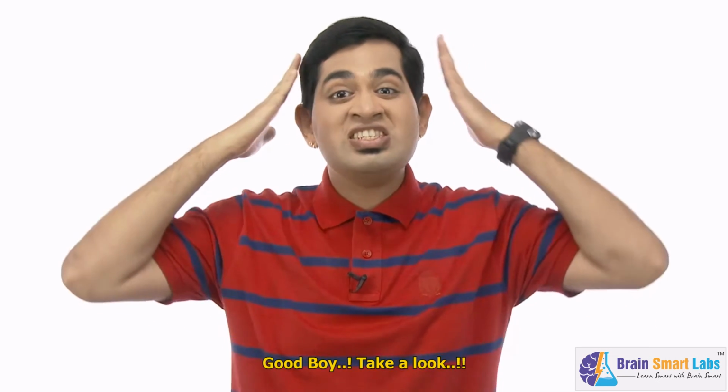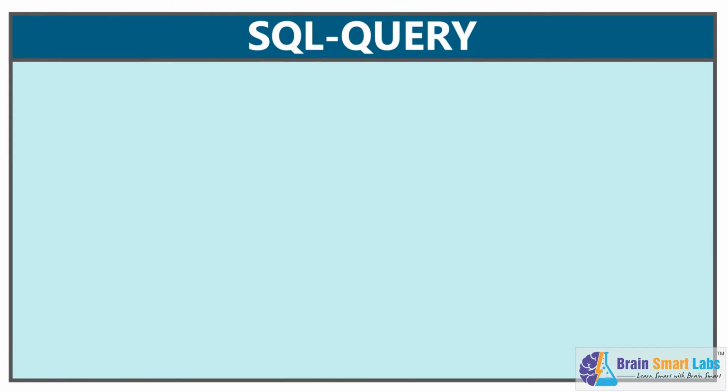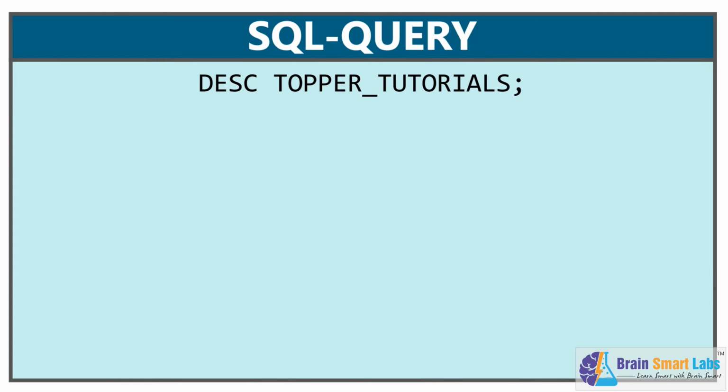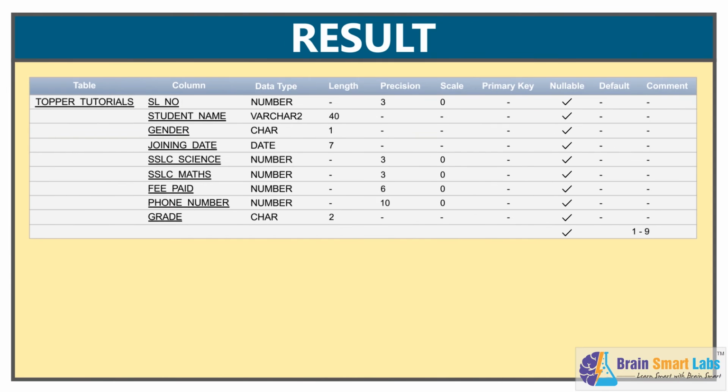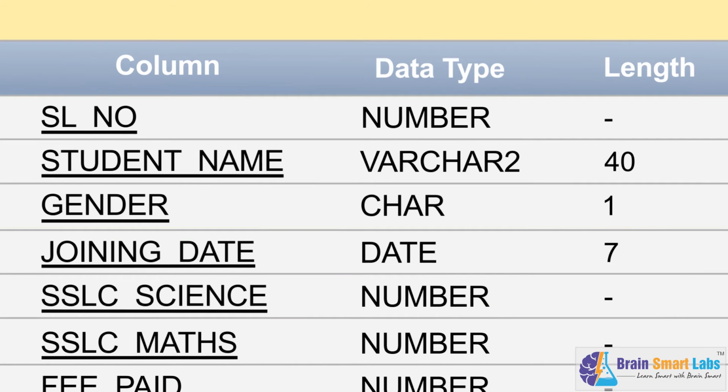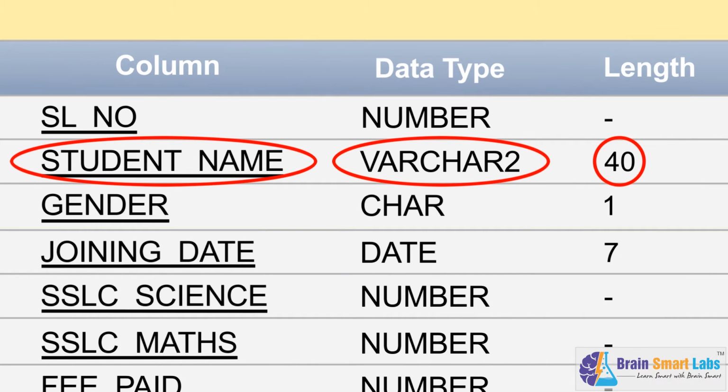Guru, so if we want to find out whether the size has actually changed or not, we have to use the describe command on topper tutorials, right? Yes, very correct. How come you have started thinking so instantly? Take a look. You see, the student name column is now of size 40, and that means it has successfully changed the size from size 30. All thanks to our modify command. Congratulations!